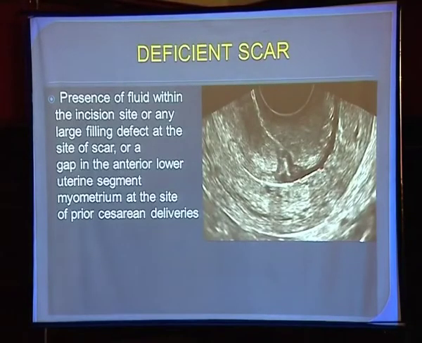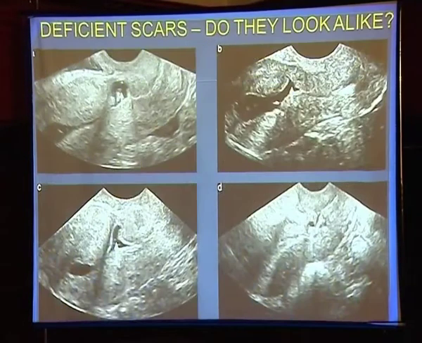A deficient scar results from poor healing. It can be identified on ultrasound by the presence of fluid within the incision site, or any large filling defect at the site of scar, or a gap in the anterior lower uterine segment myometrium at the site of prior Caesarean deliveries. And all deficient scars do not look alike. Semicircular and triangular shapes are more common, but shape doesn't have any relation with the incidence of complications.